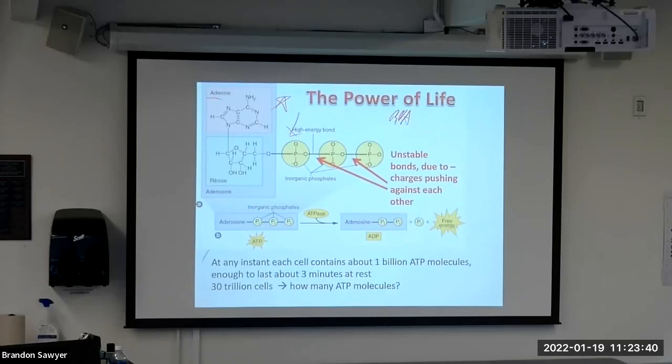So one interesting fact about ATP: at any instance, each cell contains 1 billion ATP molecules. We've got about 30 trillion cells, so you can count up how many ATP there is in the body at a given moment. But this is only enough to last us about 3 minutes of rest, not exercise. And so that just means we're constantly producing tons and tons of ATP.